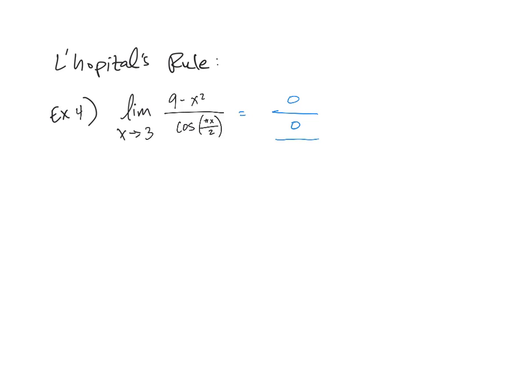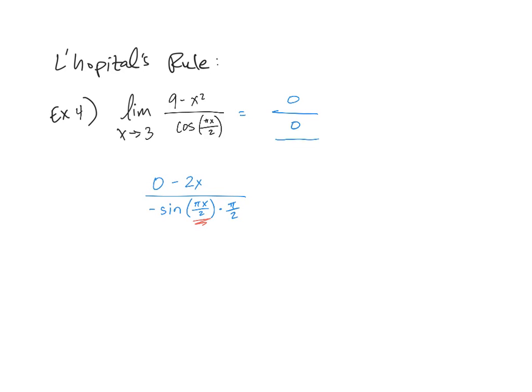So let's use L'Hopital. Let's do the derivative of the top. Derivative of 9 is 0. The derivative of negative x squared is negative 2x over the derivative of cosine of pi x over 2, which would be negative sine of pi x over 2. And then remember, chain rule, you got to do the derivative of the inner also. So the derivative of pi x over 2 is just pi over 2.